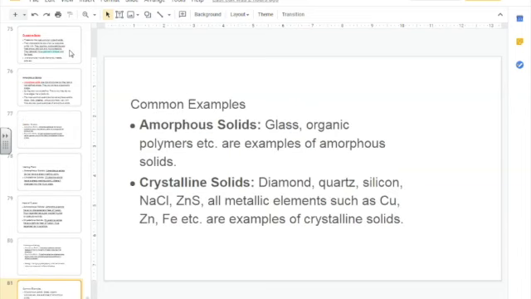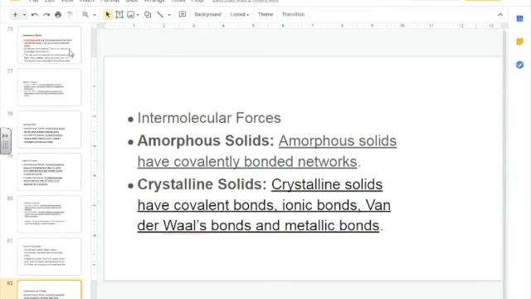Some examples: amorphous, glass, organic polymers. That's also where you get your waxes, your plastics, and then your crystalline solids are your diamonds, quartz, silicon, salt, and different metallic elements as well. Amorphous solids have covalently bonded networks, whereas crystalline solids can have covalent, ionic, van der Waals, which we didn't really talk about, and metallic bonds.